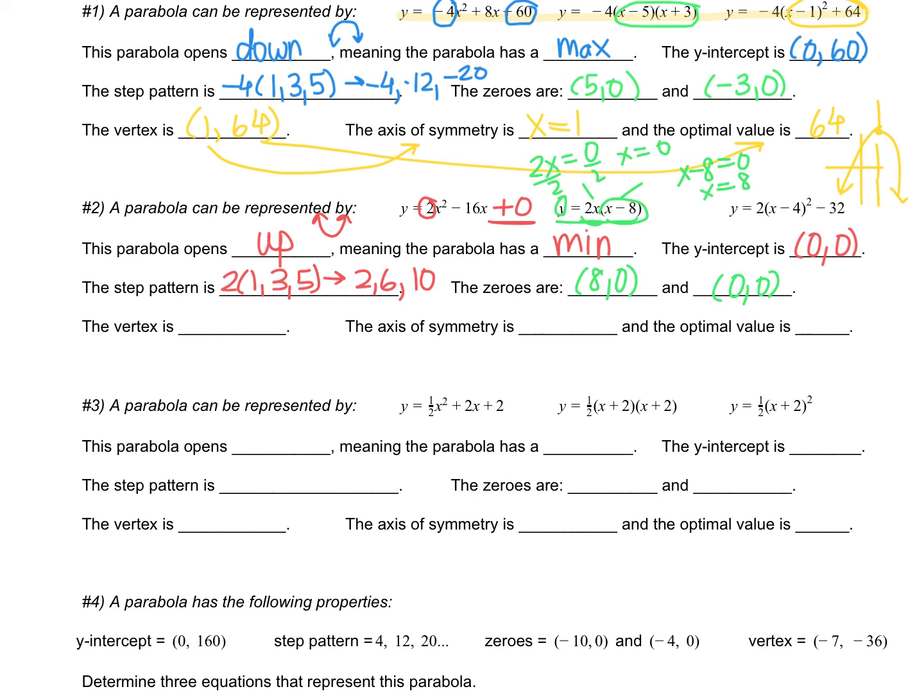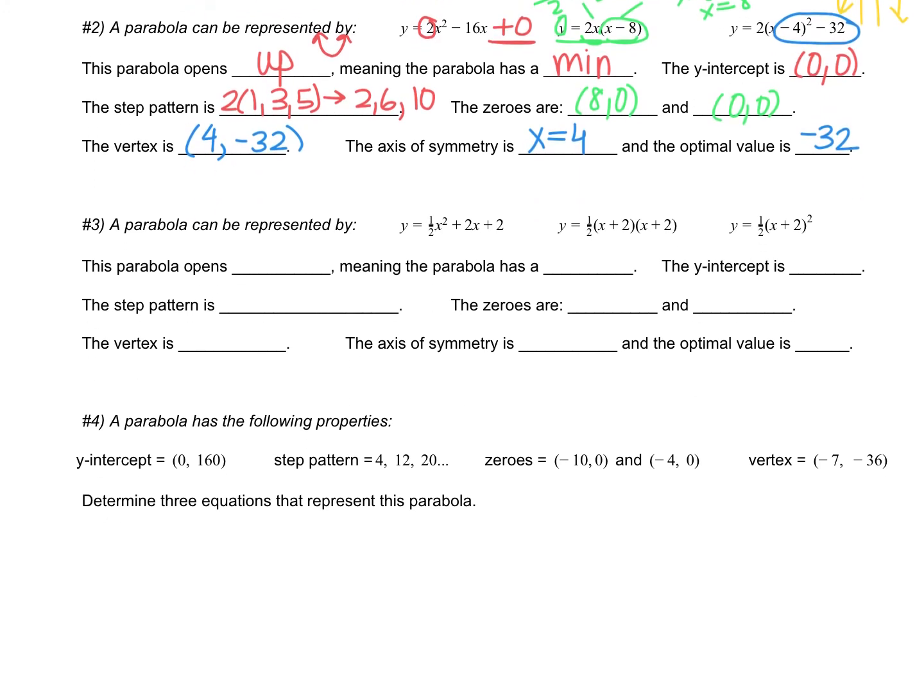Next, we have our vertex, and that will come from our vertex form. Inside the bracket, it says x minus 4, so my vertex will be positive 4, and then negative 32 for the constant outside. That means my axis of symmetry is positive 4, and the optimal value is negative 32. Now, I want you to try this third parabola on your own, so pause the video and try it out, and then come back to check your answer.